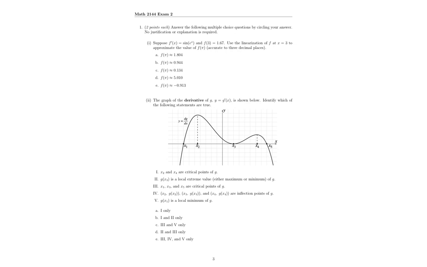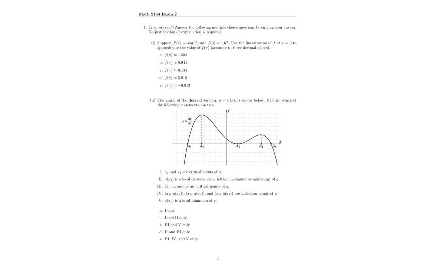So, this is question number 1, a bunch of different parts of it, but part I is going to be, and these parts may not be connected, they're just all touching on the same idea or format. So, it tells us, suppose f prime of x is sine of e to the x. So they give us the equation of our derivative. They also tell us that f of 3 is 1.67. And we need to use linearization of f at x equals 3 to approximate the value of f of pi.